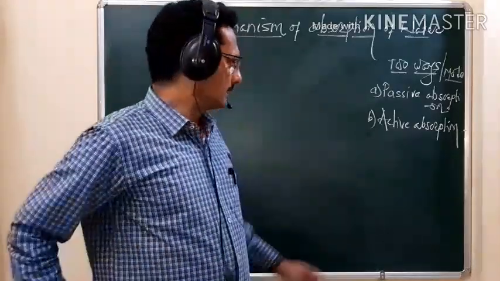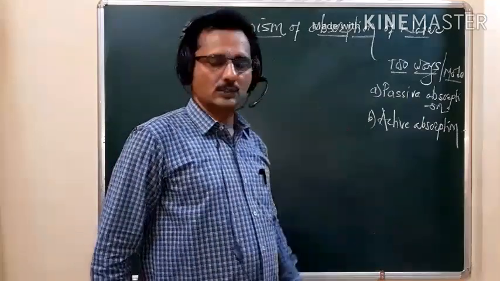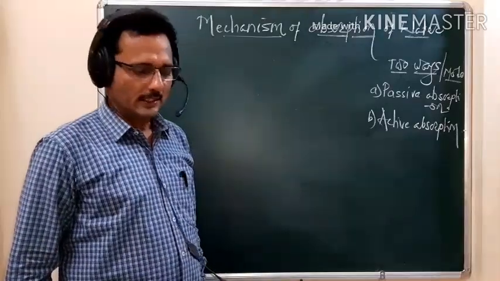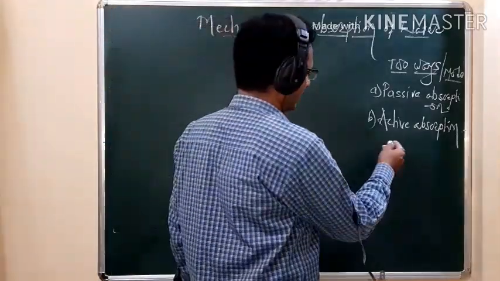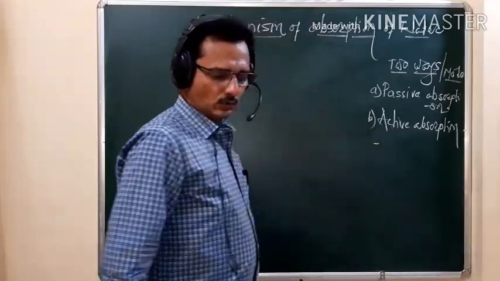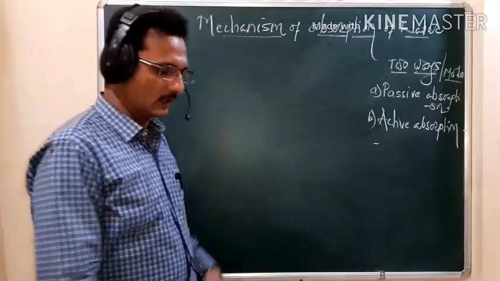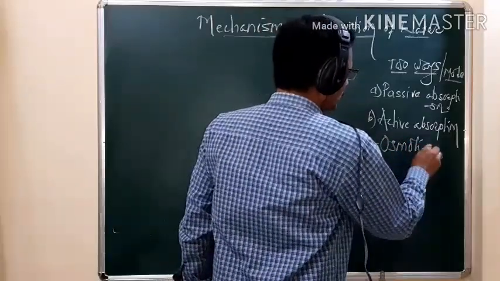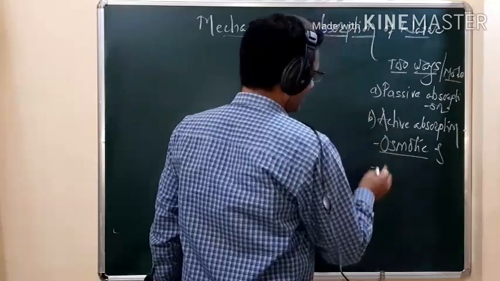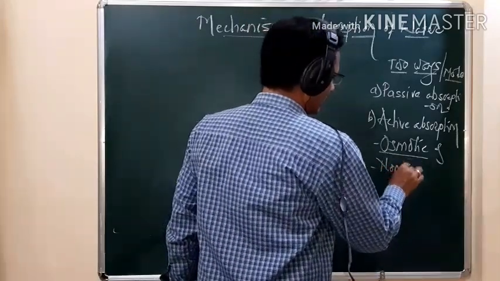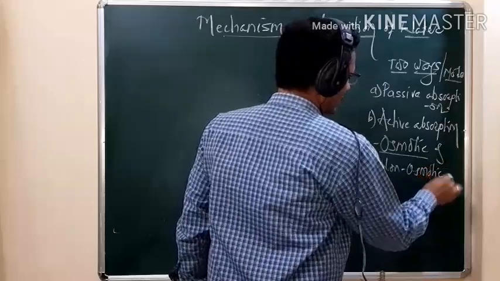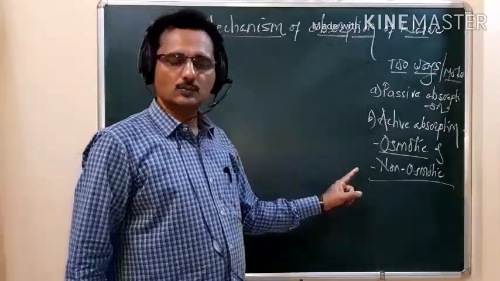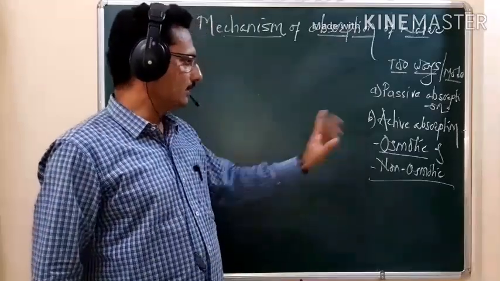Under active absorption, again, there are two types: osmotic and non-osmotic. These osmotic and non-osmotic types are included under active absorption.